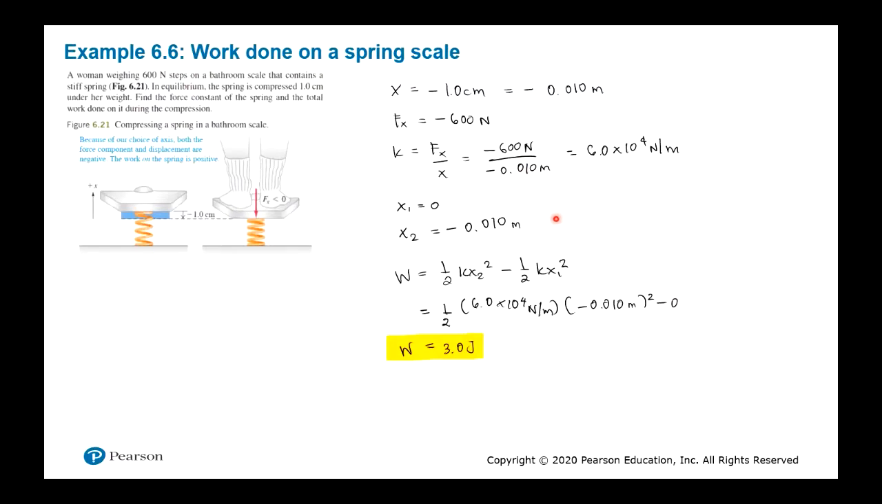Okay, so this is an example of work done on a spring scale. A woman weighing 600 newtons steps on a bathroom scale that contains a stiff spring. In equilibrium, the spring is compressed 1 centimeter under her weight. Find the force constant of the spring and the total work done on it during the compression. Okay, so in order to get the force constant, we can just rearrange Hooke's law, Fx equals kx, as k equals Fx over x.